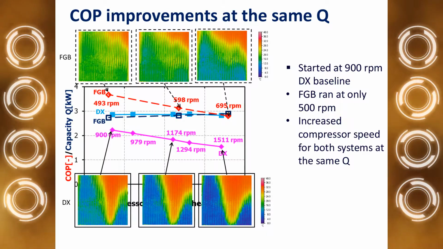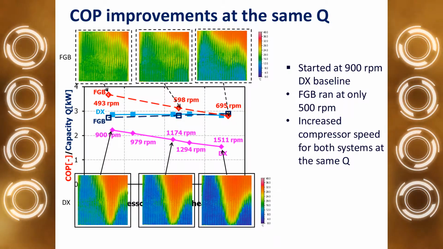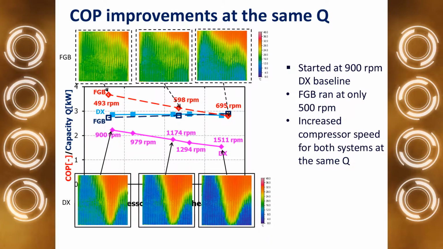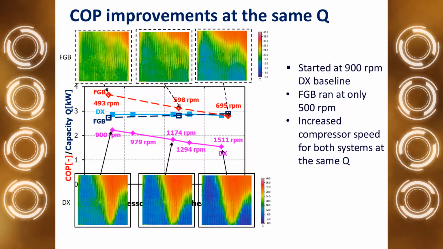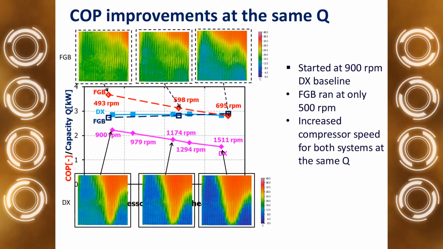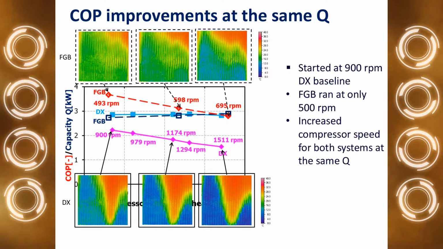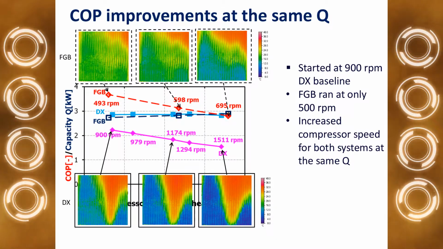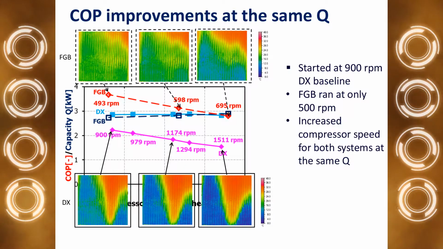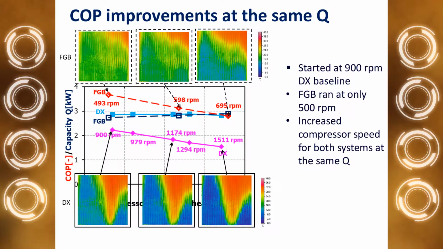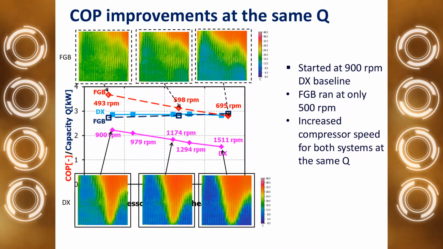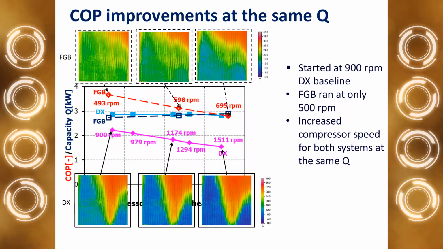And why is that? When we took infrared images, you can clearly see that we sacrificed more surface in DX mode on our evaporator due to poor distribution of two-phase refrigerant, and in FGB mode you can see that only at the exit in the upper right corner we had superheat. So we had less unsatisfied surface on that evaporator in FGB mode.